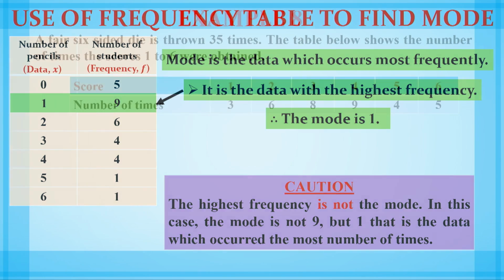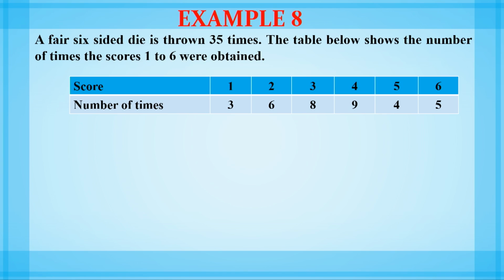The following example illustrates how to find mean, median, and mode for ungrouped frequency distribution using a frequency table. A fair 6-sided die is thrown 35 times. The table below shows the number of times the scores 1 to 6 were obtained. First part, state the modal score. Observe here that the highest frequency is 9, corresponding to the score 4. Therefore, the modal score is 4.